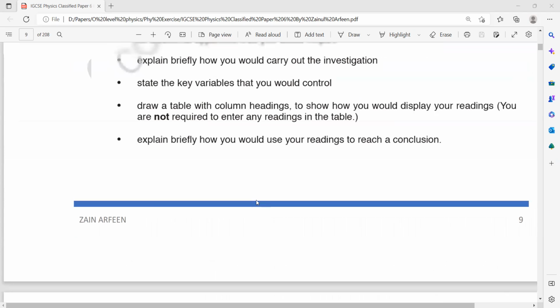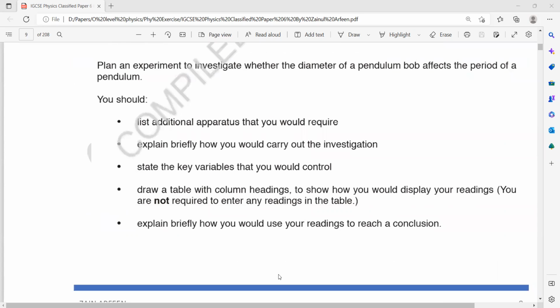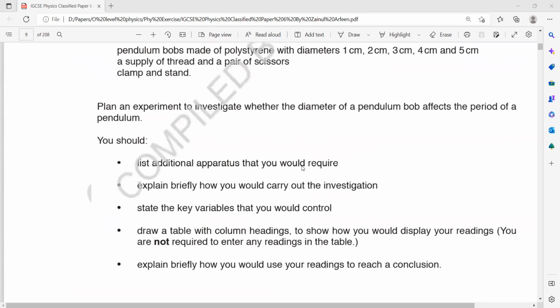That's also a point. State the key variable that you would control. So what? Diameter of the bob? No. The diameter should be changed, because you're determining whether the diameter affects the time period. So you should change the diameter. That is the thing which you are investigating. The extreme position? Yeah, amplitude, that's right: the distance between the mean and extreme position. So the variable which we should keep constant. One you mentioned, length, that is right. The distance between the mean and extreme position, which is also called amplitude.